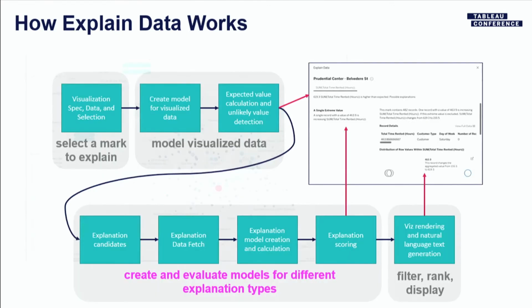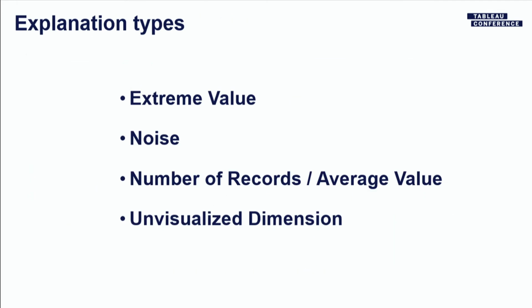Okay, so now we've selected our mark to explain, we've modeled the visualized data, we figured out how to get PowerPoint to work again, and now we're going to create and evaluate models for different types of explanations. So before I talk through the different explanation types, I want you to know that as somebody using explained data, you don't need to know that there are different types of explanations. You can click on the light bulb icon and you can look at explanations, and it's not important to know what type it is in order to be able to use it. But if you want to understand how the different types of explanations work, we're doing that differently for different types of explanations, and so we need to tell you about each one separately.